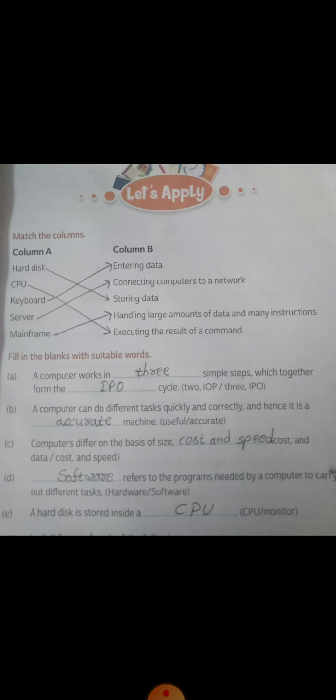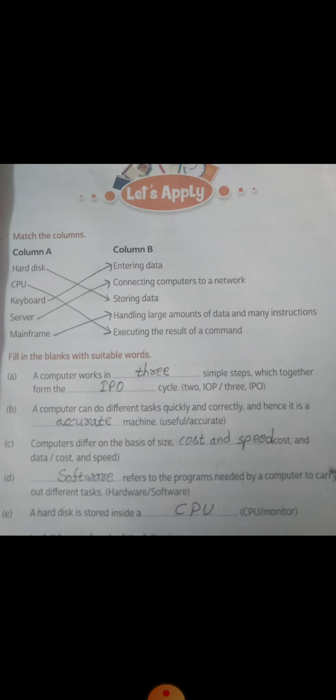Okay children. Then third question, computers differ on the basis of size, cost and speed. We have learned that size is different when we compare the size, cost and speed of the computers. What are the computers we have learned? Our personal computers, laptops, server, mainframe, then our supercomputers. So these are some computers which differ on the basis of size, cost and speed. Software refers to the programs needed by a computer to carry out different tasks.